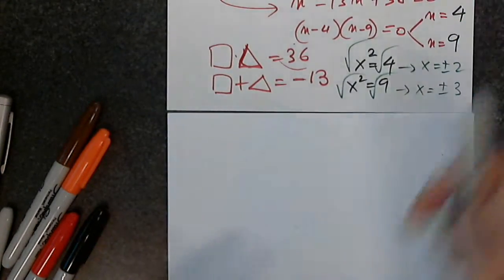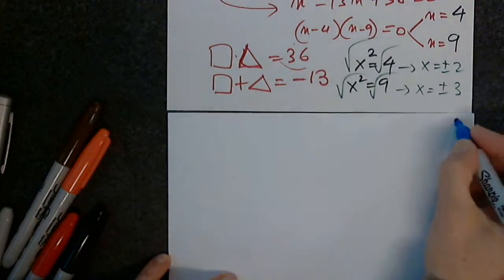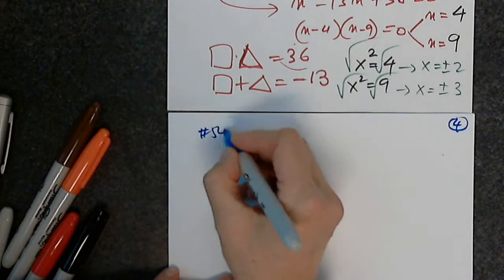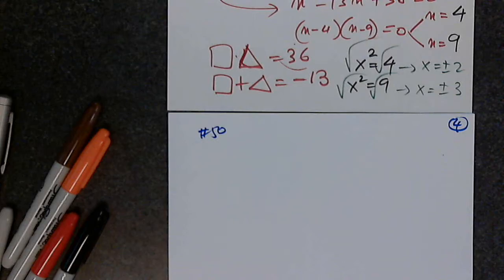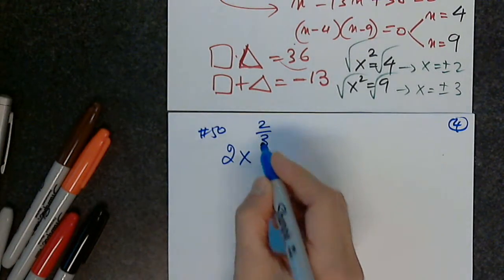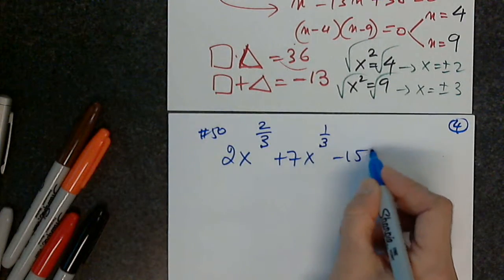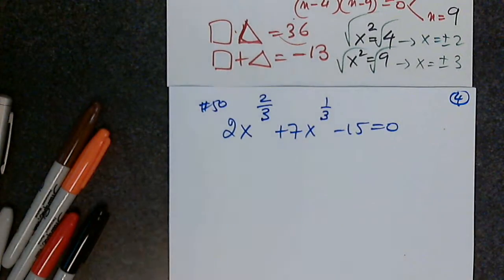It's a very important tool. However, the applications are limited. Why are they limited? Because if the equation is not quadratic in form, or the polynomial is not quadratic in form, the method is not applicable. So let's look at 50. Okay. 2, x to 2/3 plus 7, x to 1/3 minus 15 equals 0.